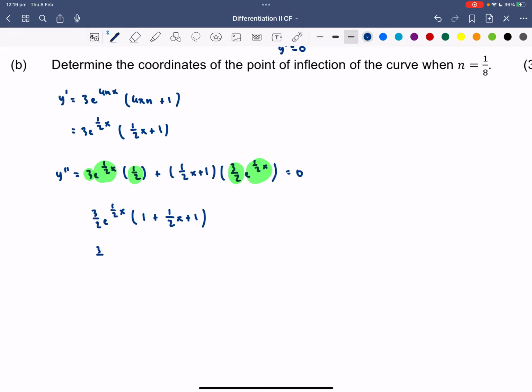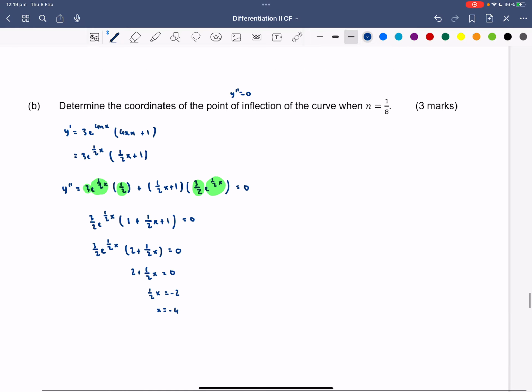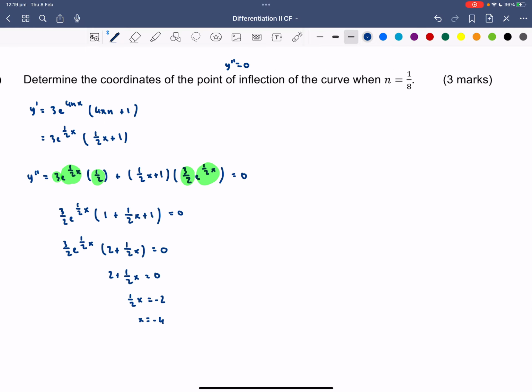Okay, so 3 on 2 e to the half x, 1 plus 1 is 2, and we have to let that equal 0. Now, we already discussed e to the power of something cannot be 0. So the only bit that's 0 is this bit here. 2 plus half x equals 0. x is minus 4.